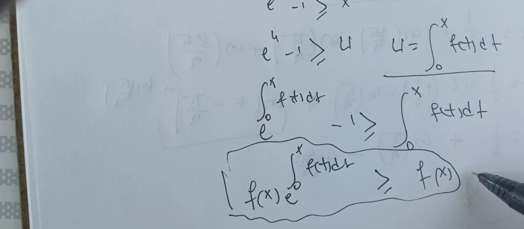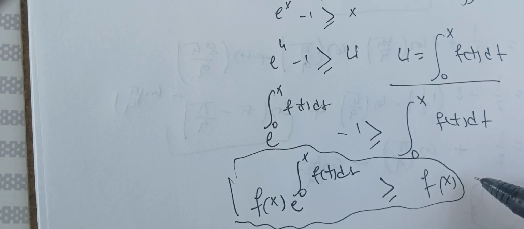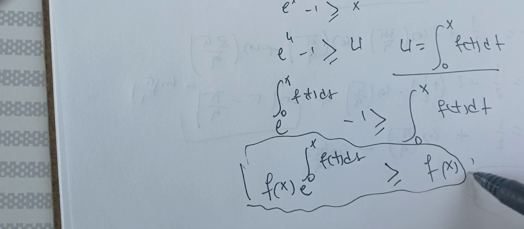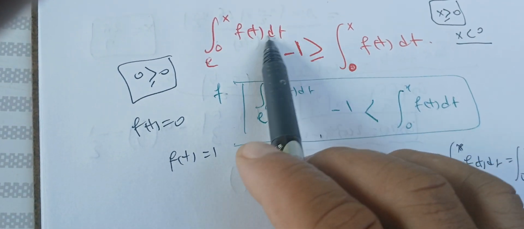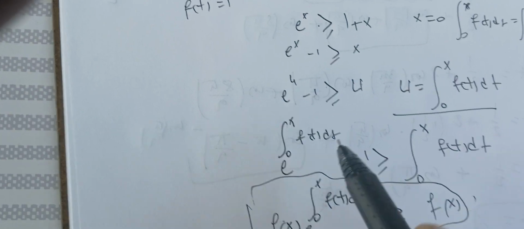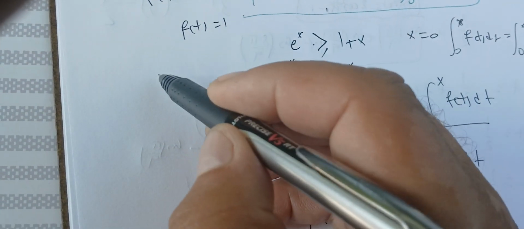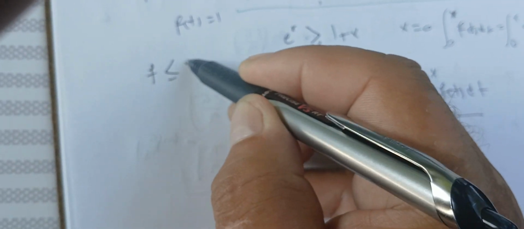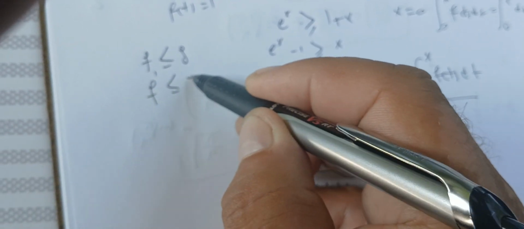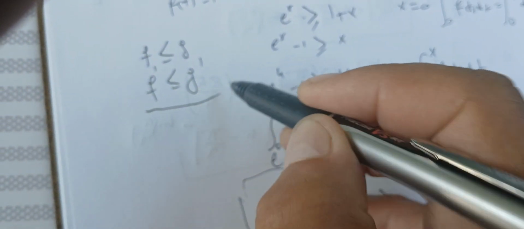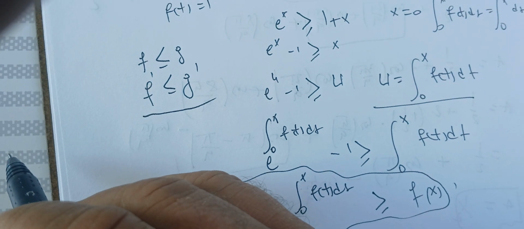And it's not accepted. We can start from here and go to this result, but we can't start from here and go here. Because if we have two functions, f is less than g, we don't have that f prime is less than g prime. We don't have that.